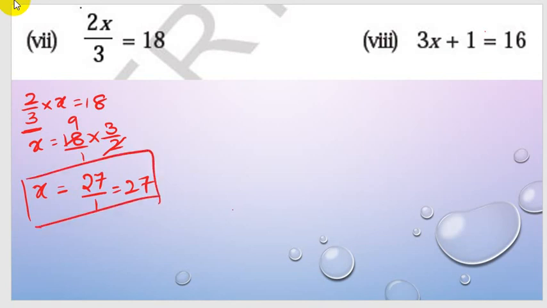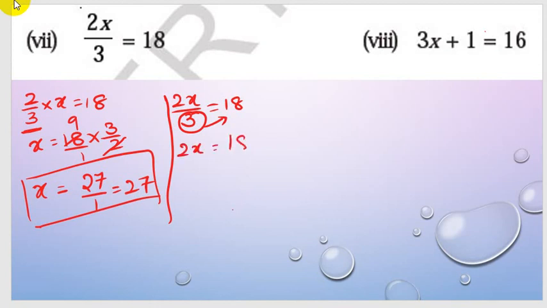So this is one approach. There is one more approach for this. Otherwise, what is given: 2x by 3 is equal to 18. So I am going to transpose this 3. Since it is in the denominator, I can directly cross multiply. So 2x is equal to 18 into 3, which is 18 3s are 54. So 2x is equal to 54.